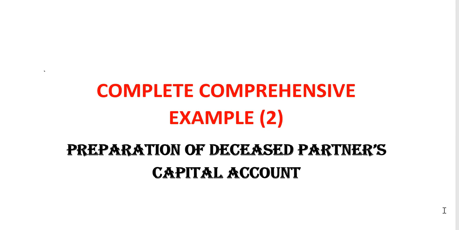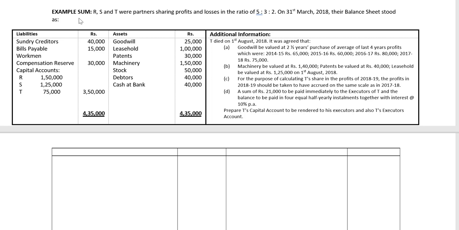Hi, we are in the second complete comprehensive example for preparation of deceased partner's capital account. So let's go to the second example sum. R, S and T were partners sharing profits and losses in the ratio of 5:3:2. On 31st March 2018, the balance sheet stood as follows. To the left of the screen, we have the balance sheet given, and on the right, additional information.